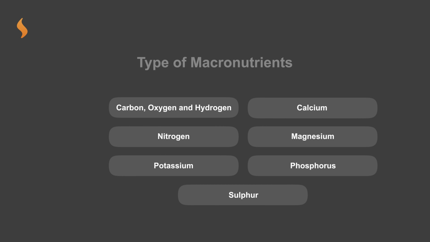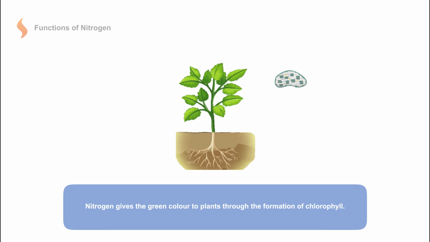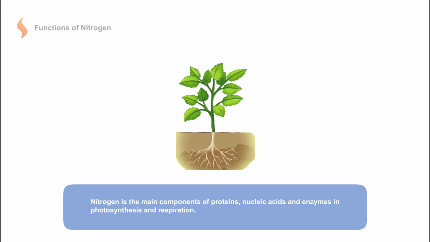Now, let's look into the type of nitrogen. Nitrogen gives the green color to plants through the formation of chlorophyll. Nitrogen is the main component of proteins, nucleic acids and enzymes in photosynthesis and respiration.